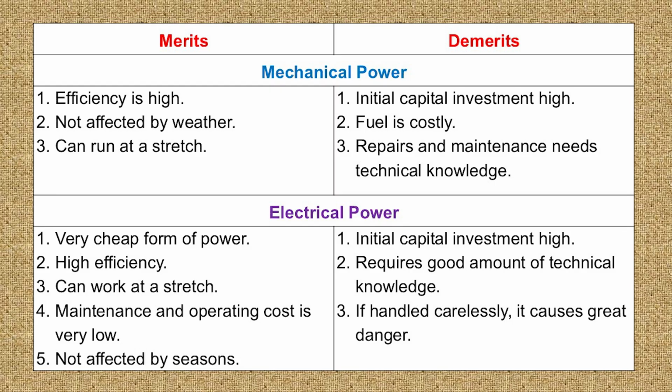Electrical power also has certain demerits. The demerit under electrical power is the initial capital investment. Of course, electric motors come at a high price, so you need to invest more. You need to have the investing capacity to buy it.